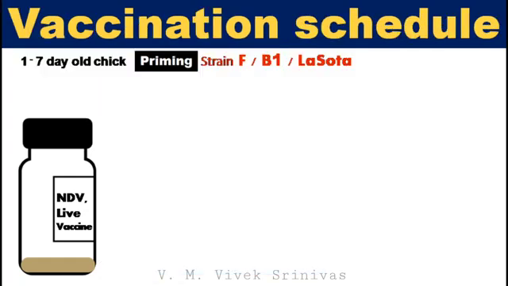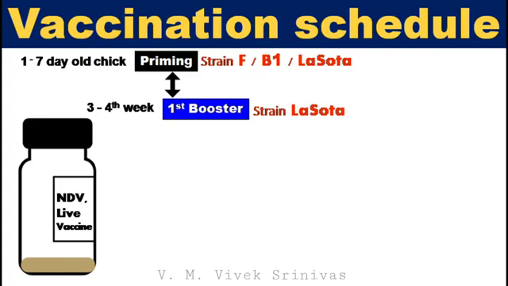The primary vaccination is done at the first week, using the lentogenic strains like F strain, B1 strain or Lasota strain. F strain or B1 strain are the best choice for priming. Following primary vaccination, the next booster is done at 3rd to 4th week of age, using Lasota strain. Lasota strain is best used as a booster or revaccination after the use of the F strain or B1 strain.